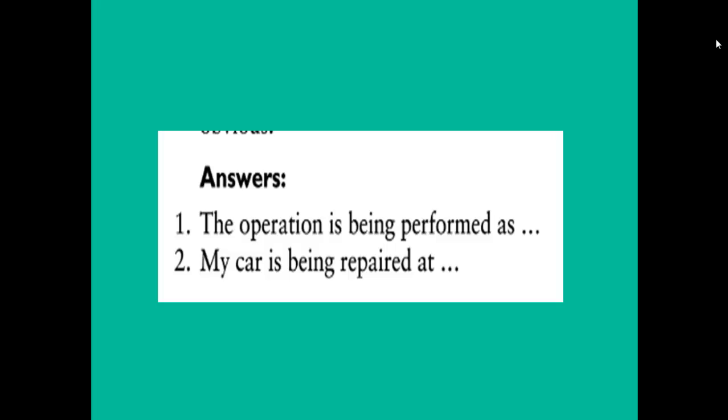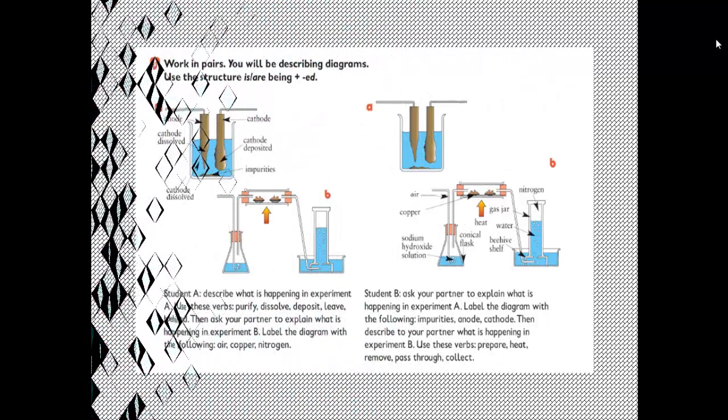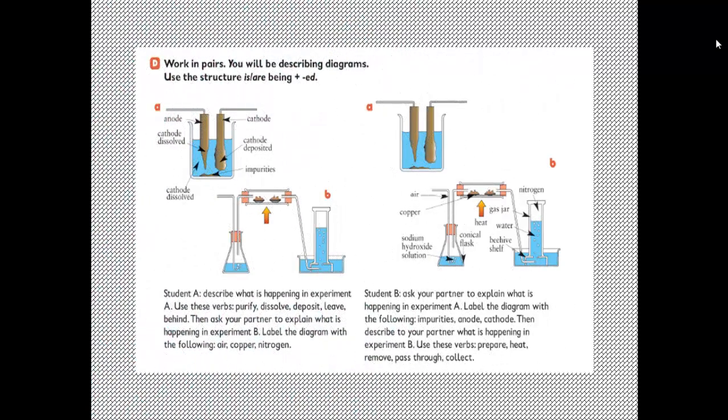Number 1, the operation is being performed as we speak. 2, my car is being repaired at the moment. Yes, that's so easy. And what about number D? Here we work in pairs. You will be describing diagrams.